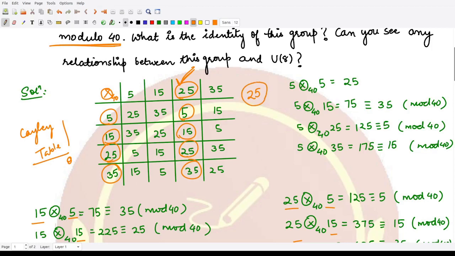Moreover, this was from the right; we can also check it from the left. From the left, you can very clearly see we have 5 for 5 with what number? 25. We have 15 for 15 with what number? 25. We have 25 for 25 with what number? 25. We have 35 for 35 with what number? 25. So you see 25 is your identity here, correct?